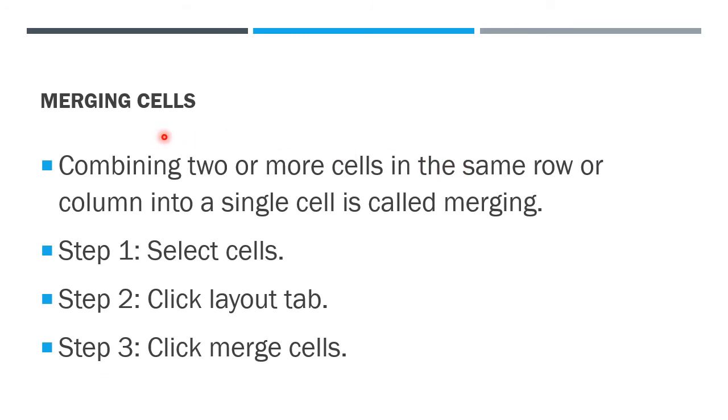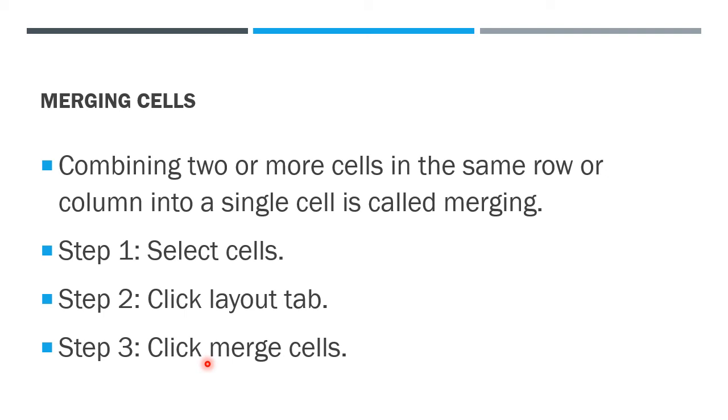Next we are going to see merging cells. Merging cells means combining two or more cells in the same row or column into a single cell, that we call merging. Now let's see the steps. Step 1, select cells. Step 2, click the Layout tab, and step 3, click merge cells.